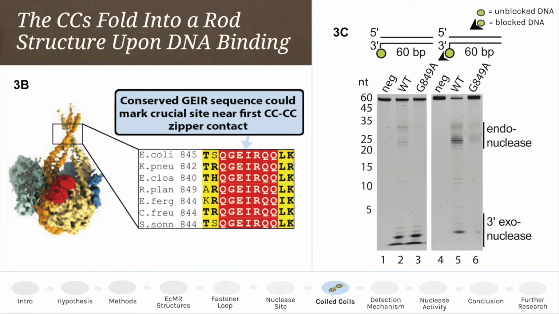The GERR motif is a highly conserved sequence among the bacterial MR homologs that can mark an important site near the first CC zipper contact. An assay was run where the GERR motif was mutated to AEIR. The results show that the GTA mutation significantly reduced endonuclease activity on free and fluorescent blocked DNA ends. However, the exonuclease activity is about the same as the wild type. This shows that the change of G to A is critical for ATP-dependent cleavage of blocked DNA.